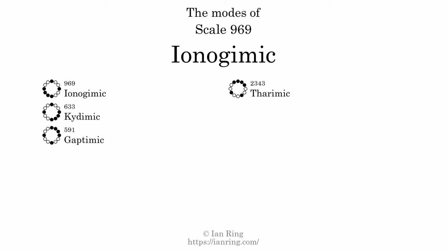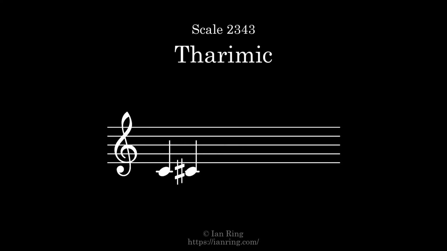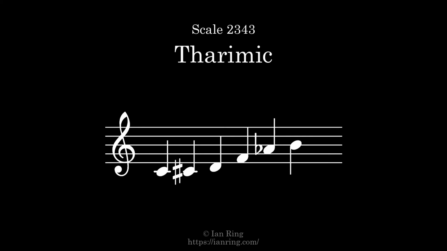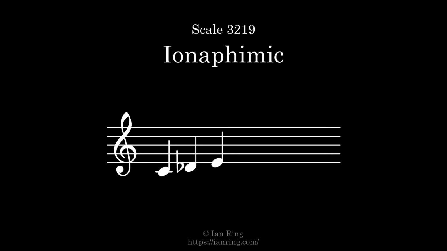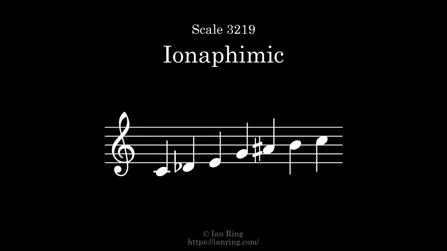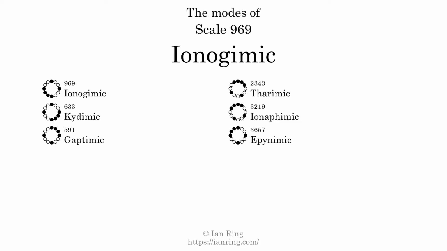The fourth mode is scale 2343, also known as hexatonic. It sounds like this. The fifth mode is scale 3219, also known as Ionogimic. It sounds like this. The sixth and last mode is scale 3657, also known as eponymic. It sounds like this.